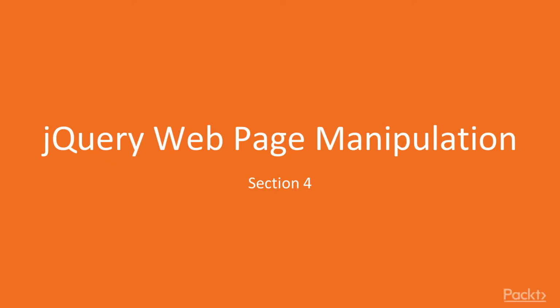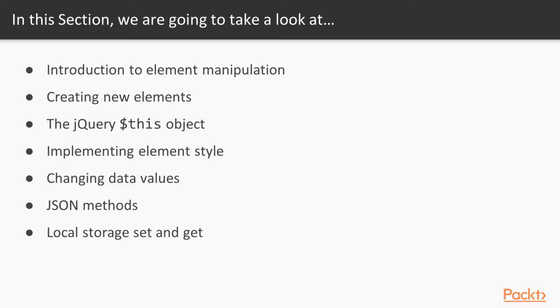Welcome to section 4, jQuery web page manipulation. We're going to be introducing you to element manipulation with jQuery, also how you can create elements dynamically using jQuery, introduction to the jQuery this object and how you can use this within jQuery, implementing element style, changing data values within jQuery, using JSON and JSON methods within jQuery, and then local storage and how you can set and get data contained within your local storage.